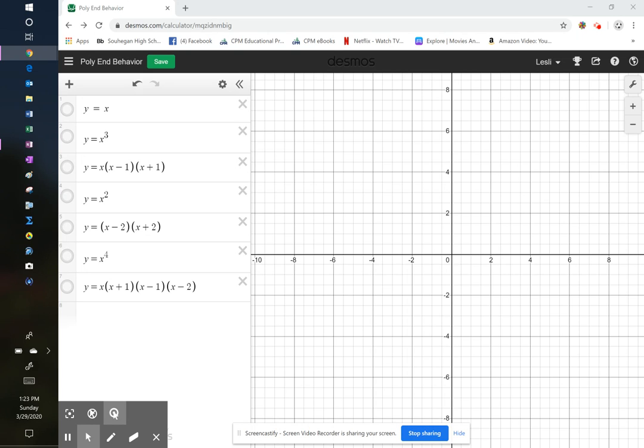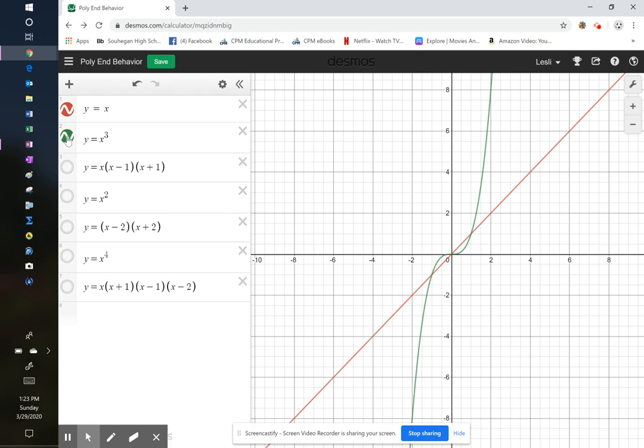Today we'll be looking at polynomial graphs and their end behavior and see if we can come up with any generalizations. So first, let's look at an odd exponent. So an odd exponent could be a 1. It could be a cubic.